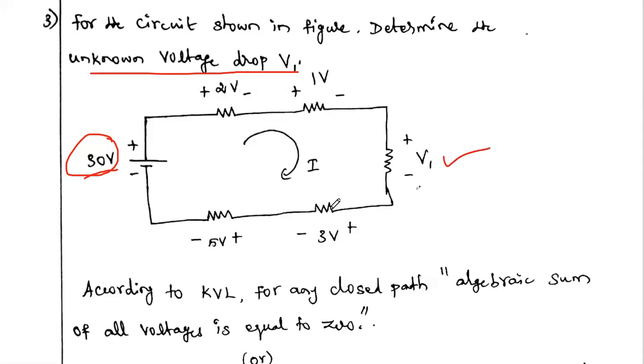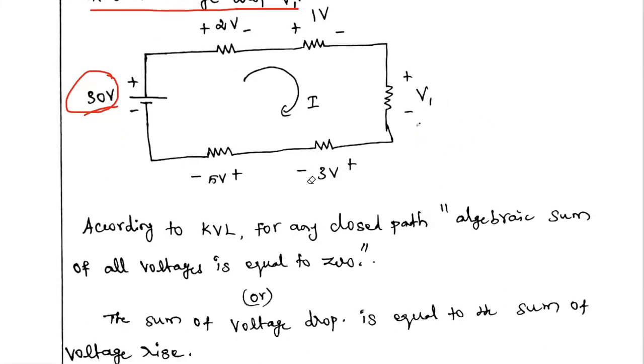The voltage across the fourth resistor is given as 3 volts and the voltage across the fifth resistor is given as 5 volts. When current flows through a resistor, voltage is dropped across it. That's why the voltage drop is marked with plus and minus: from plus, the higher potential, to minus, the lower potential, it is dropped. Our question is to find the unknown voltage value V1.